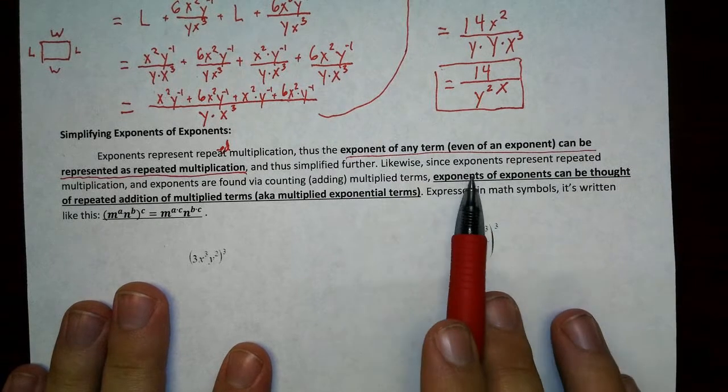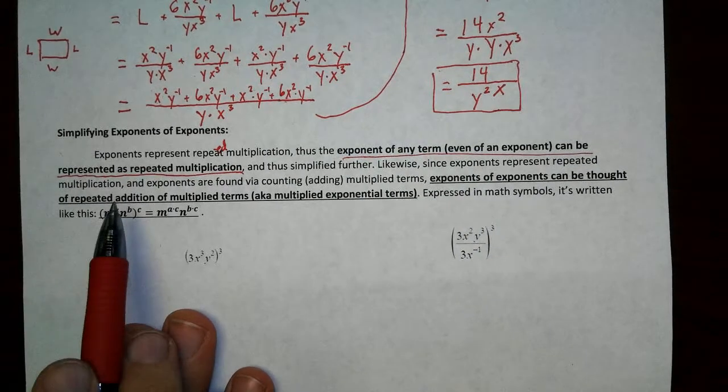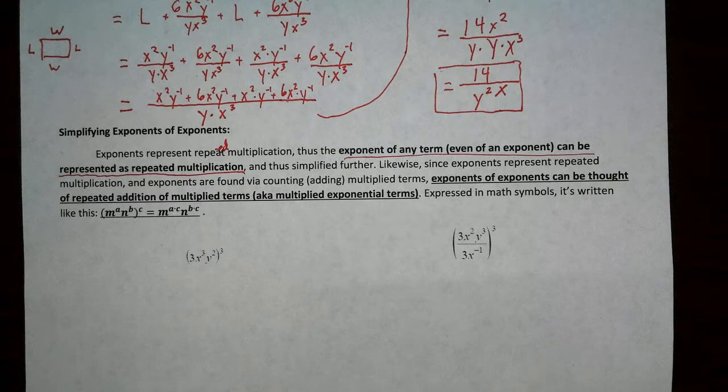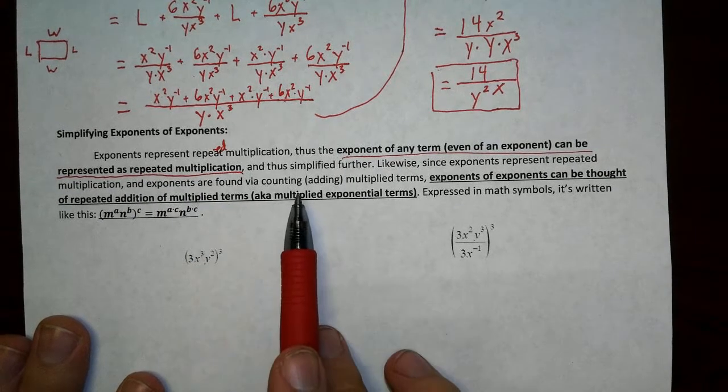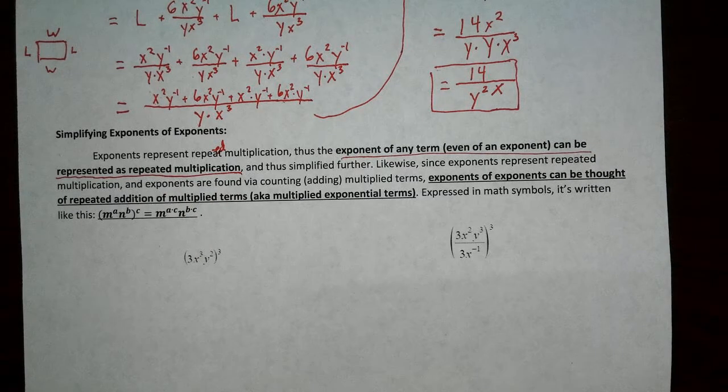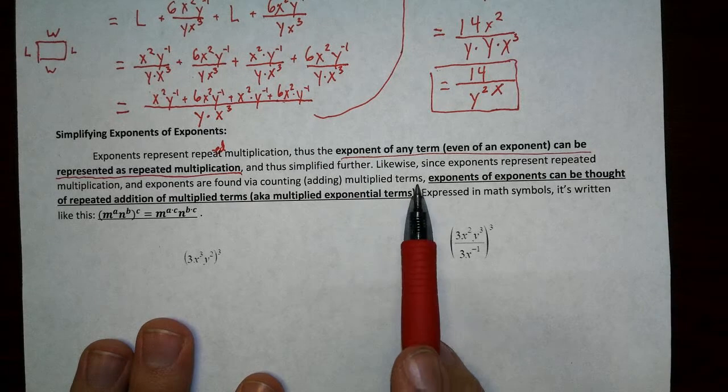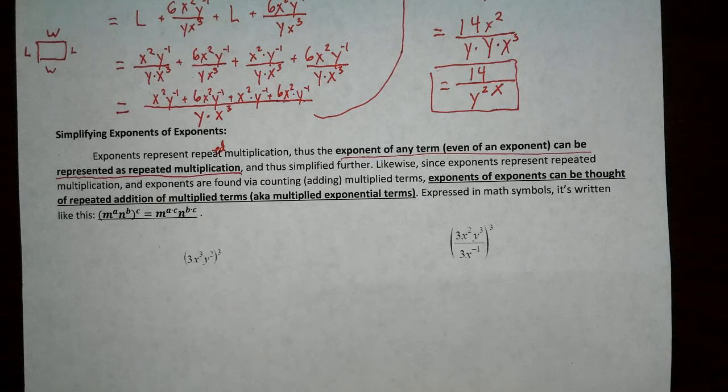Likewise, since exponents represent repeated multiplication, right? Remember, repeated multiplication, that's what exponents are. And exponents are found via counting, aka adding, right? If I have 3 things, 1, 2, 3, I counted up to 3. I just added up those 3 things, added 3 single multiplied terms. Okay, so let's go ahead and digest that because it's a big idea. Exponents are repeated multiplication, and exponents are found via adding multiplied terms. Okay, so exponents are just adding those multiplied terms.